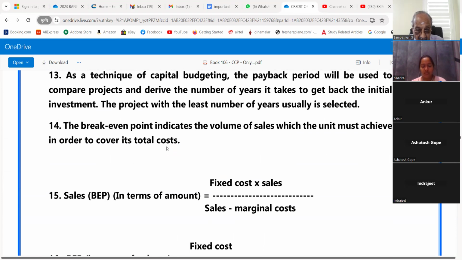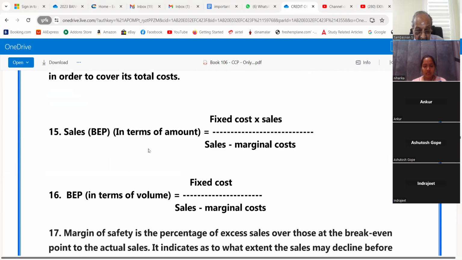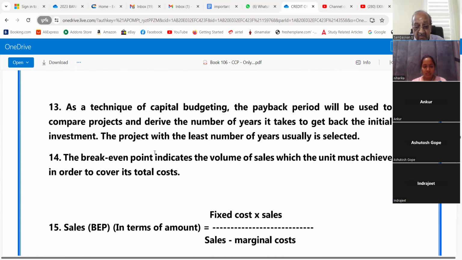14th, the break-even point indicates the volume of sales which the unit must achieve in order to cover its total cost. 15th, the break-even point in terms of amount is equal to fixed cost into sales upon sales minus marginal cost. Break-even point in terms of volume.